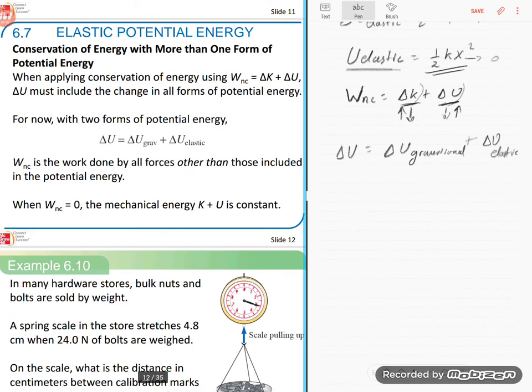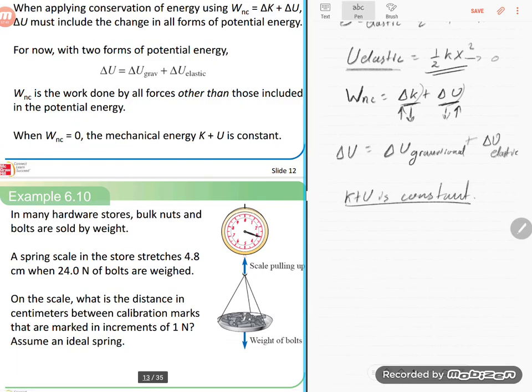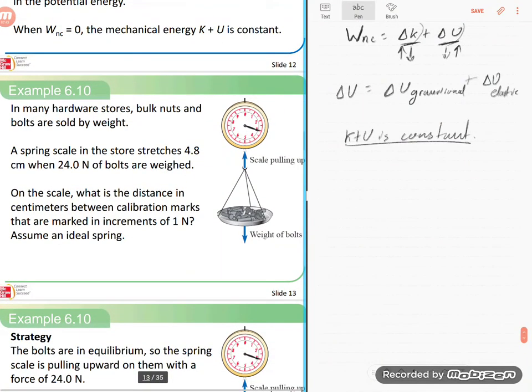W_NC is the work done by all forces other than those included in potential energy. When W_NC is equal to 0, the mechanical energy K plus U is constant. So if the total work done by forces other than those included in potential energy is 0, we have K plus U constant. We use this idea in many problems to solve equations. So let's see this one, how can we solve it?